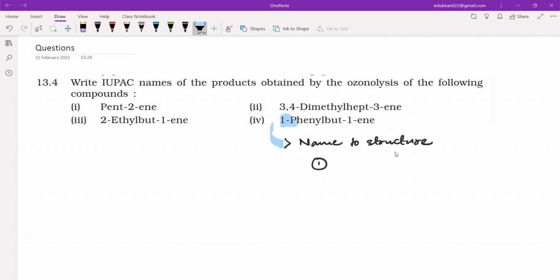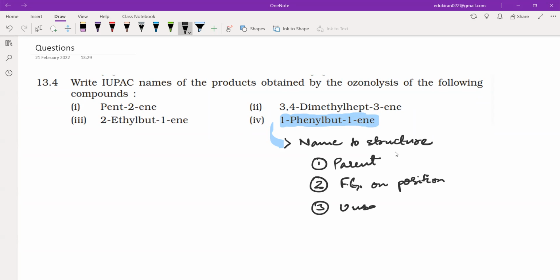कुछ याद है? नहीं याद है? Parent, very good, है ना? First we will identify the parent. Parent, ठीक है, तो फिर parent बना लेंगे हम. Then next is functional group. Where is the functional group? What is the position of functional group? Okay, and then attach that on that particular position. So functional group in position. Third is unsaturation. Okay, third is unsaturation. Then fourth we will be putting the substituent.